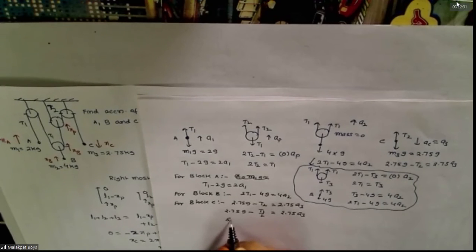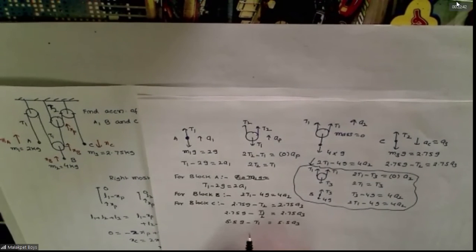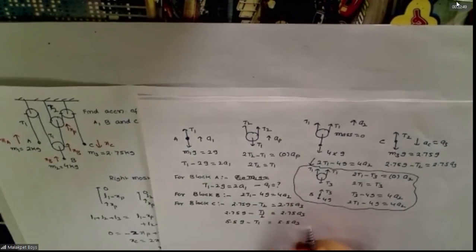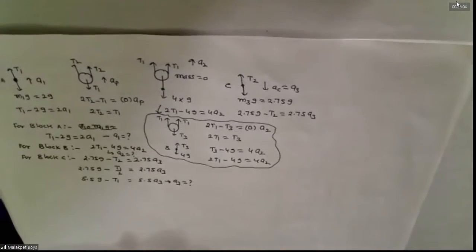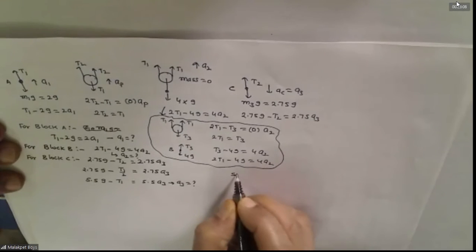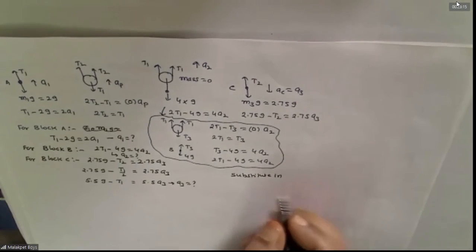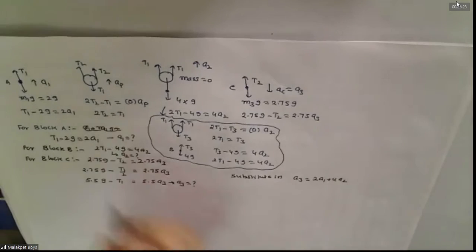See, I multiplied this. Agreed? Now find out here what is A1. Find out from this A2. Find out this A3. Then substitute. Now substitute this in the A1 constraint relation. Remember or not? A3 equal to 2A1 plus 4A2. Substitute A1. What is A3?